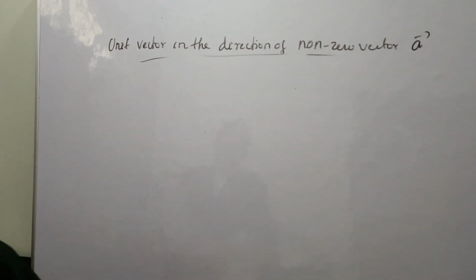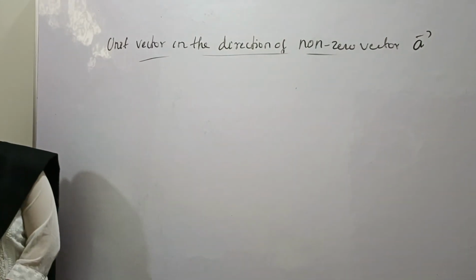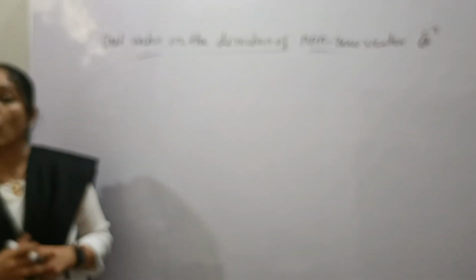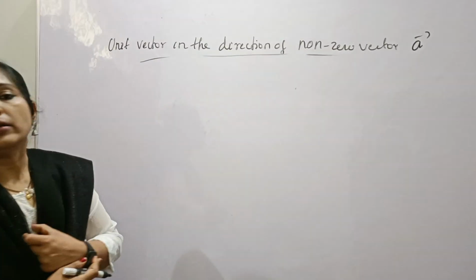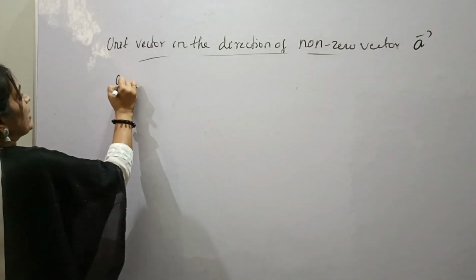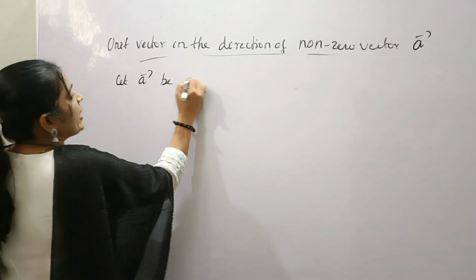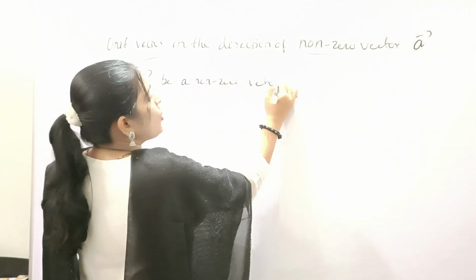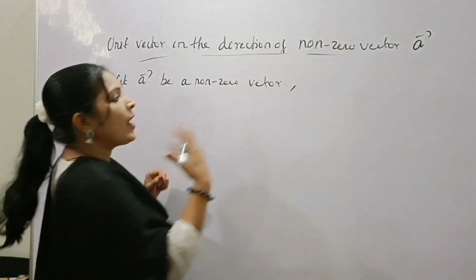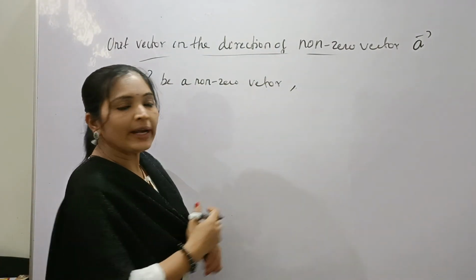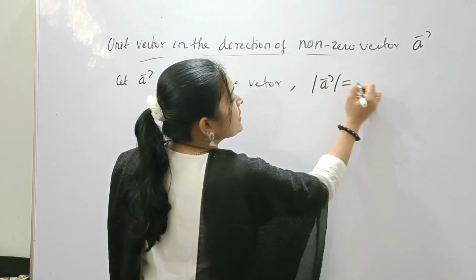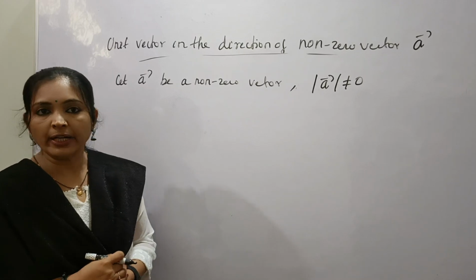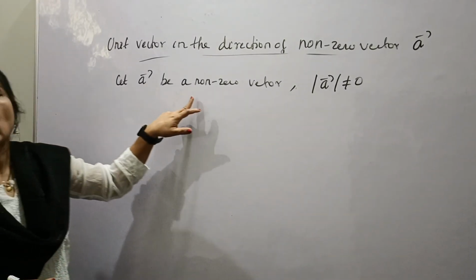Next is unit vector in the direction of non-zero vector, vector A. Here we will learn the method to find the unit vector in the same direction of a non-zero vector. So here we have taken vector A, a non-zero vector. Since it is a non-zero vector, what is its magnitude? Magnitude of vector A is not equal to 0, right? If magnitude is 0 it would be a zero vector. Here we have taken vector A as a non-zero vector.